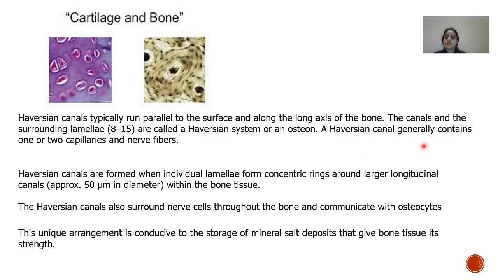A Haversian canal generally contains one or two capillaries and nerve fibers. Haversian canals are formed when individual lamellae form concentric rings, that's what I said, concentric rings around the larger longitudinal canals, approximately 50 micrometers in diameter within the bone tissue. These Haversian canals also surround the nerve cells throughout the bone and communicate with osteocytes, the bone cells. This unique arrangement is conducive to the storage of mineral salts, deposits that give bone tissue its strength.